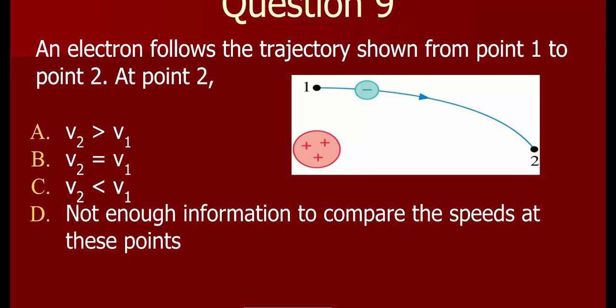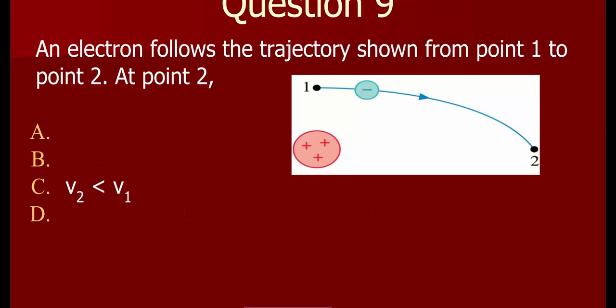Let me ask you a question. Does the electron want to be close to that positive charge or far? Close. Wants to be close, right? It's attractive. So is it going to be going faster when it's closer or faster when it's further? Faster when it's closer because it's attractive. So which one's closer, one or two? One. V1 is bigger than V2.